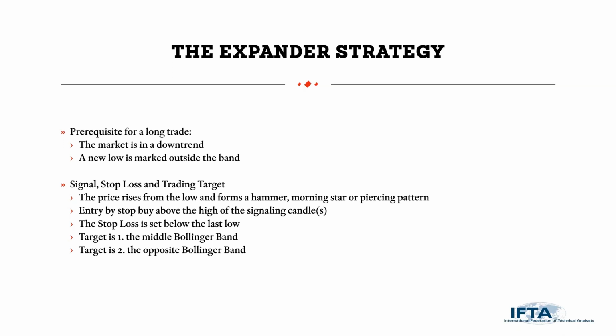So the price rises from the low and forms a hammer, morning star, or a similar reversal pattern, a sign of reversal. You want to enter by stop buy above the high of the signal candle. Stop loss is below the last low.